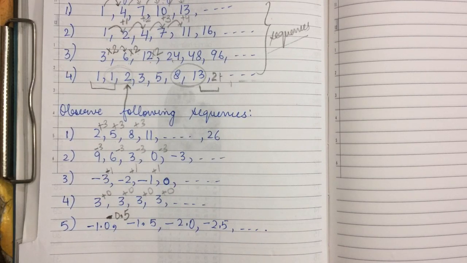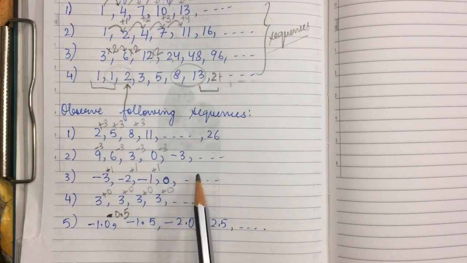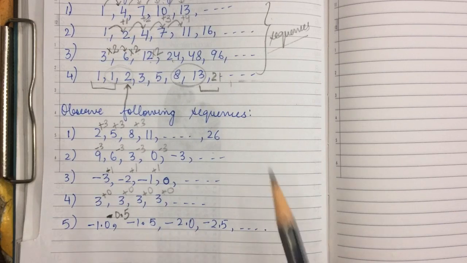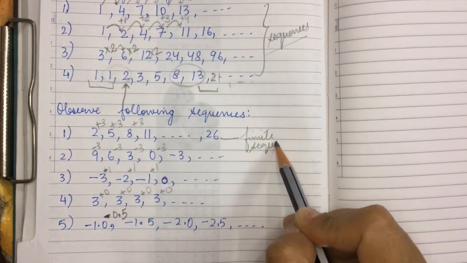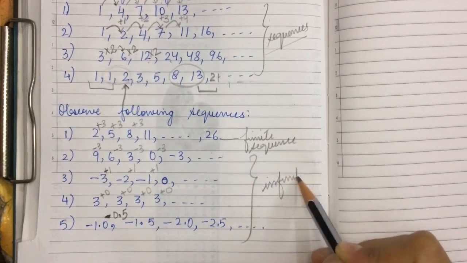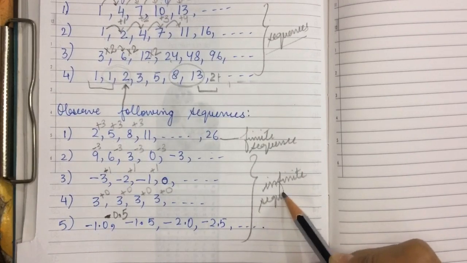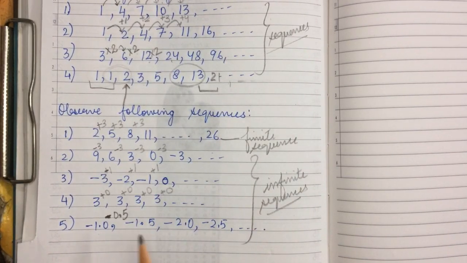Another thing you want to note down here is the sequence could be finite, that means the list could come to an end, or the list could be infinite. So this list is a finite list. You could say this is a finite sequence, and these are infinite sequences where we have not written the last value. The list goes on and on.